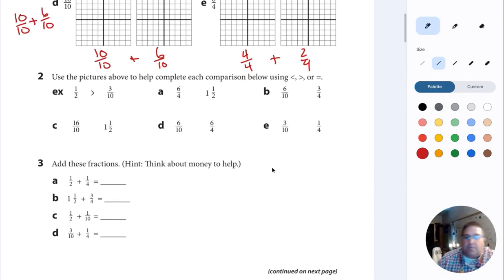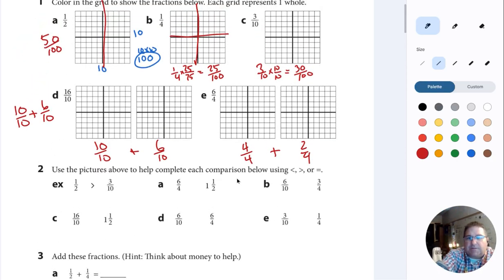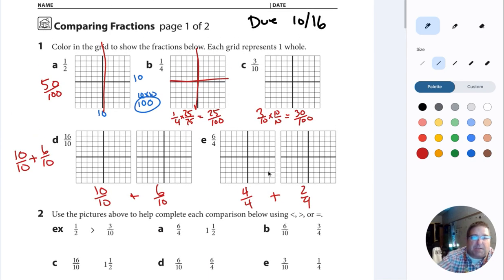Now we'll leave this here. It does say we can use these pictures possibly. Less than, greater than, or equal to. So 1/2 and 3/10. Well, 1/2 would be the same as 5/10, right? So without doing much math, we know 5/10 would be more than 3/10, right?